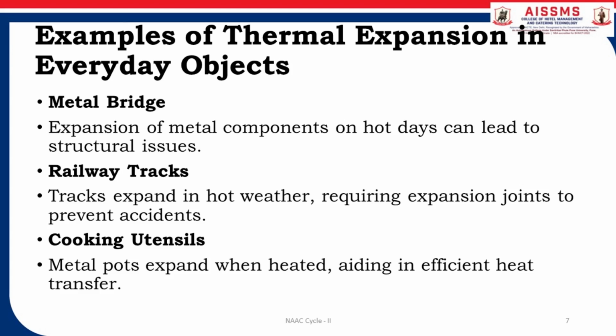Our third example is in the kitchen. Thermal expansion is evident in cooking utensils. When you heat a metal pot on the stove, it expands, ensuring efficient heat transfer for cooking. This expansion also helps distribute heat evenly across the surface of the pot.